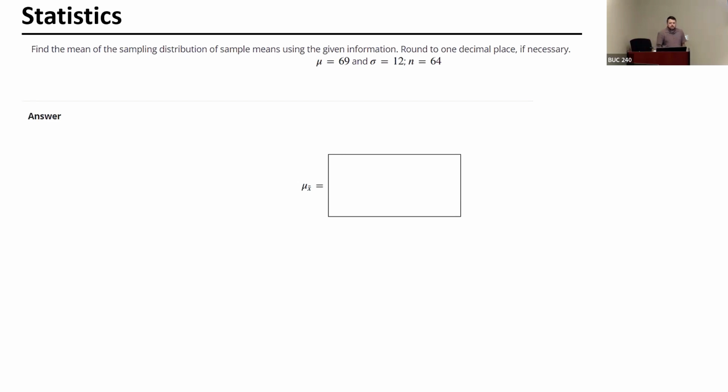Hard math on this one. Find the mean of the sampling distribution of the sample means using the given information. Round your answer to one decimal place if necessary. Please tell me the formula I need to use for this one. There you are. That's it. mu of X bar equals mu. So what's my answer? 69 exactly. Because once again, the mu of X bar is equal to the mu, and vice versa.